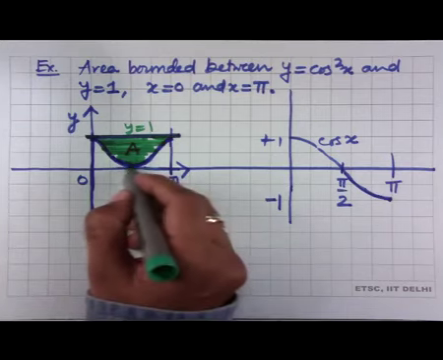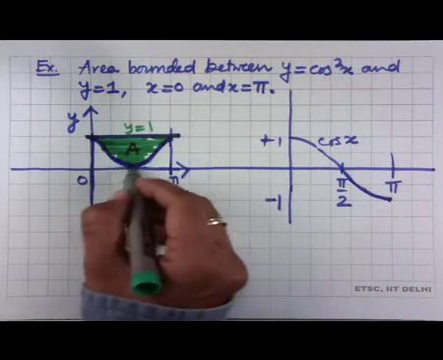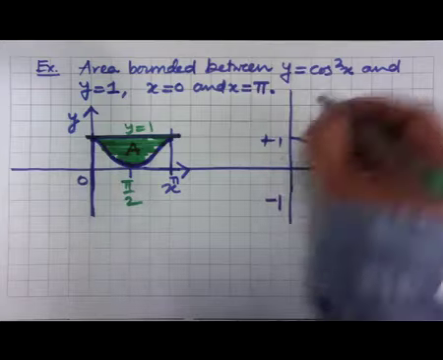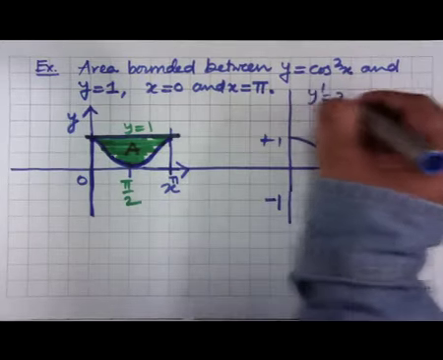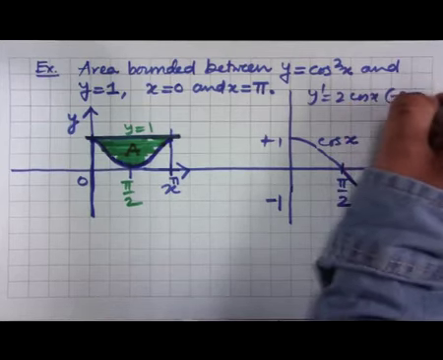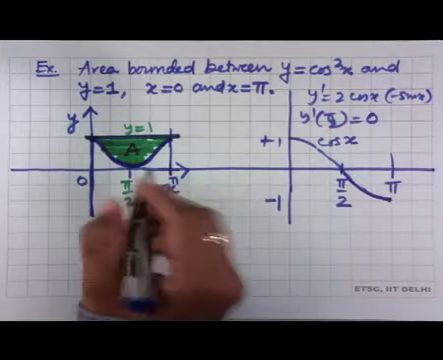Now why is this smooth here? That is very easy to find, why this cos square x will be smooth at pi by 2. You need to just find the derivative, and you can see that y dash will be 2 cos x into minus sin x, and that will be 0 at pi by 2. So, therefore, the curve is smooth.